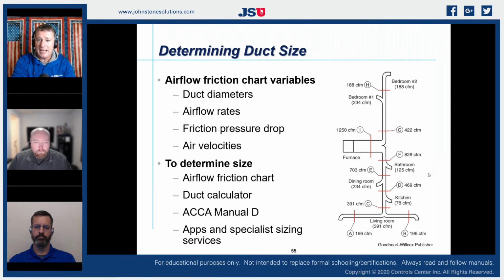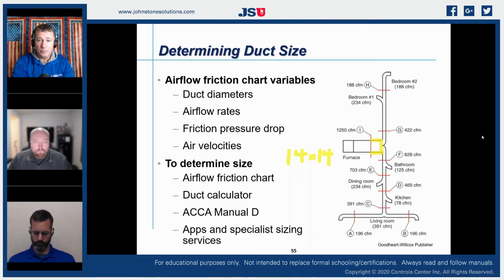So we've decided that at our plenum, I can end up with a 14 by 14, because that will give me 1,250 CFM at 0.1 coming down through the floor. When I get down through the floor, now I'm going to have to branch off and start making my two separate runs. One that is going to take care of my bedroom 1, bedroom 2, and the other one that's going to take care of my bathroom, dining room, kitchen, living room.